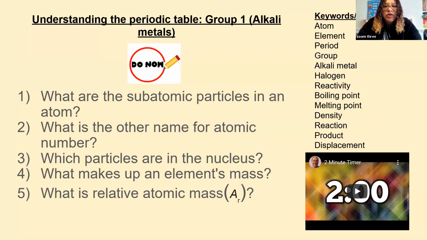Right, so subatomic particles in an atom. You have your proton, your neutron, and your electron. The other name for atomic number is the proton number. Now, the particles that make up the nucleus, and this is really important, are your protons and your neutrons. For question 4, it's those protons and neutrons that make up an element's mass. So you can always say that the mass of the atom is located mainly in the nucleus of an atom. And the relative atomic mass is the number of protons and neutrons together.